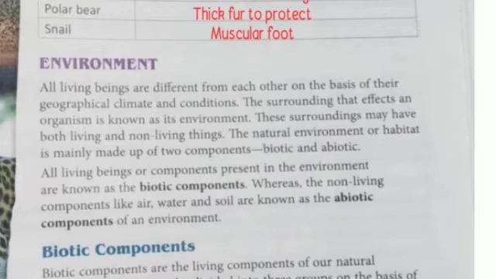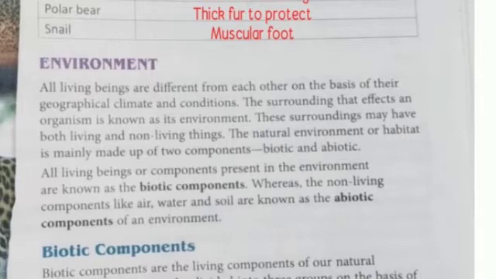These environments, these surroundings may have both living and non-living things. When you see a house, you see animals, you see human beings, you see plants, you see many non-living things. Table, chair, soil, air, temperature, many things that are non-living also. The natural environment or habitat is mainly made up of two components, biotic and abiotic.